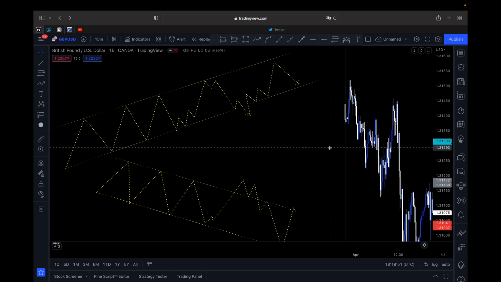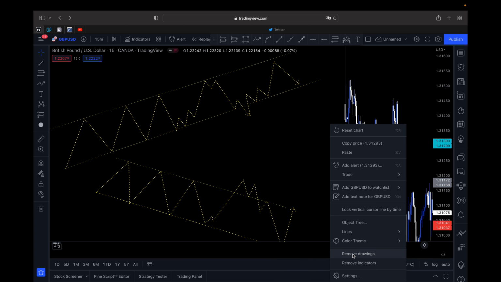So this is all you need to know about trendline, support, resistance, confirmation for entry. This is all you need to know about trendline analysis.